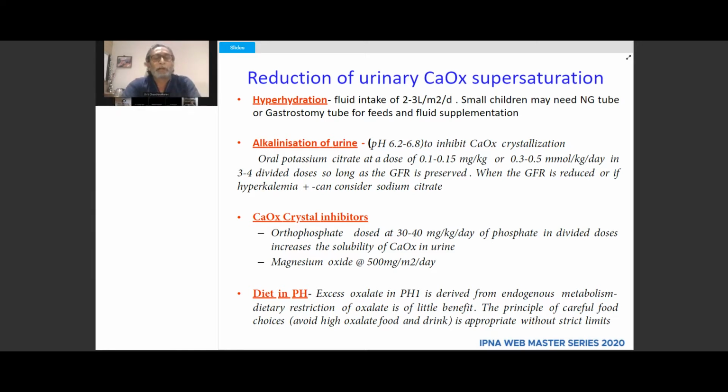So excess oxalate in primary hyperoxaluria is derived mostly from endogenous metabolism, and dietary restriction is of little benefit. The principle of careful food choices is appropriate without much strict limits.